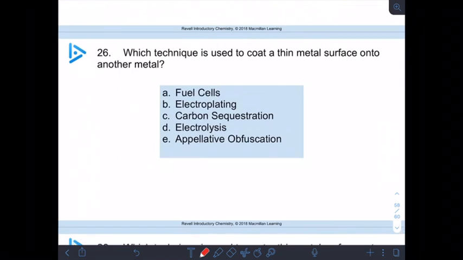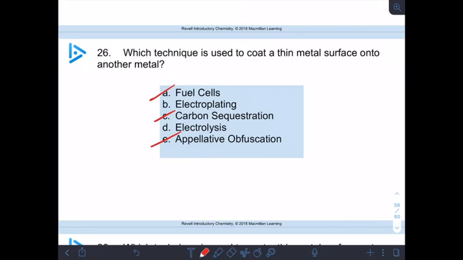So what technique is used to coat a thin metal surface onto another metal? So we haven't spent much time on this, really any time on this, but fuel cells are sort of like batteries, so not really useful. Carbon sequestration, that's converting CO2 into solid carbon. It's not really doing what we are asked for. I didn't write this slide. We're going to take that out.